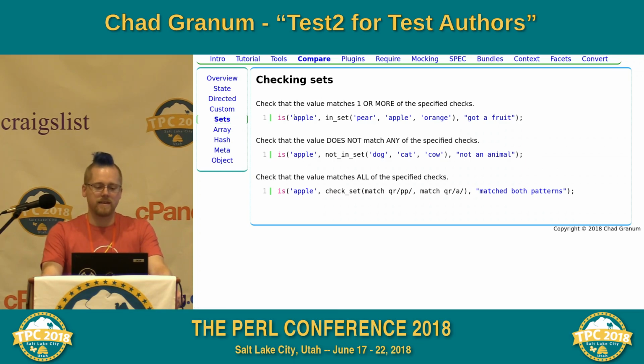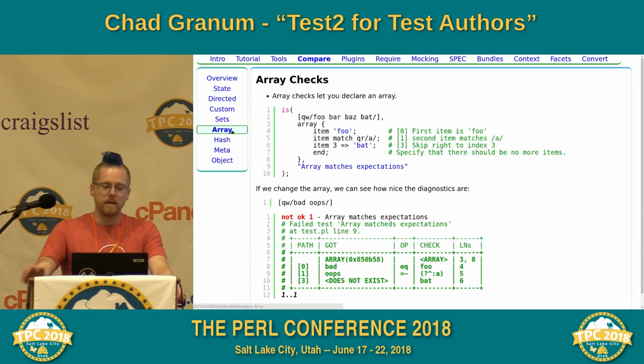Sets. Is apple in the set pear, apple, or orange? Yes, it is. There's also not in set. Make sure that apple is not in the set. Check that the value matches all of the checks. So apple has 2 P's, so it matches that regex, and it has an A, so it matches that regex. This lets you do some really complex checks on a single line there.